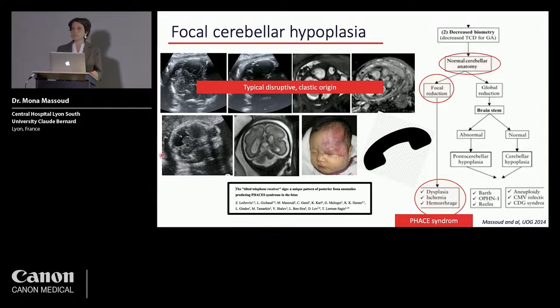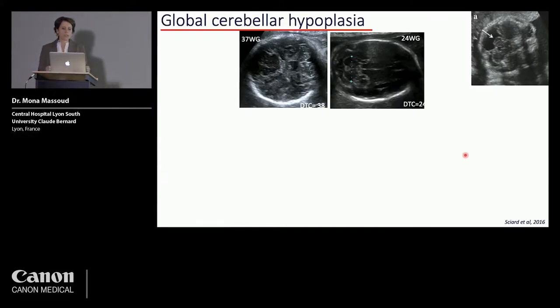pattern of asymmetry of the cerebellar hemispheres, and it took the shape of a tilted telephone receiver, and that makes you suggest the diagnosis of PHACE syndrome, which lets you go and see all the vascularization of the polygon of Willis and all the heart exploration in order to have a more accurate diagnosis of PHACE syndrome. But we have to suggest this diagnosis when facing unilateral cerebellar hypoplasia with this special pattern on MRI. Okay, so this is focal reduction.